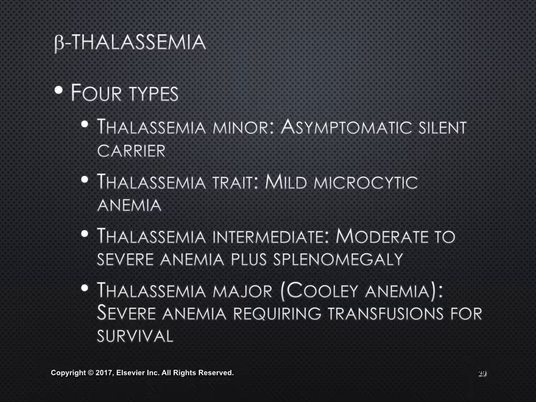There are 4 types. Thalassemia minor is the asymptomatic silent carrier. The thalassemia trait has a mild microcytic anemia. Thalassemia intermediate has moderate to severe anemia plus splenomegaly. And thalassemia major, which is Cooley anemia, is severe anemia requiring transfusions for survival.